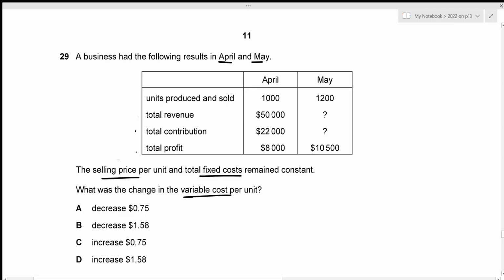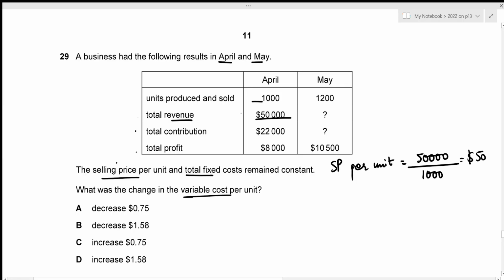First of all, let's figure out the selling price per unit utilizing our total revenue and the total units sold for the month of April. So selling price per unit is the total revenue, which is given to be 50,000, divided by the number of units, which is 1,000. This gives the value of 50.